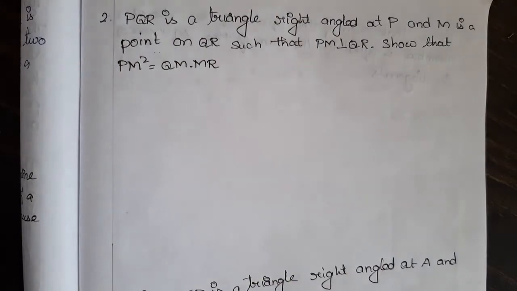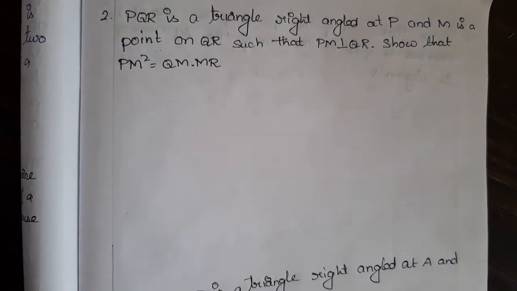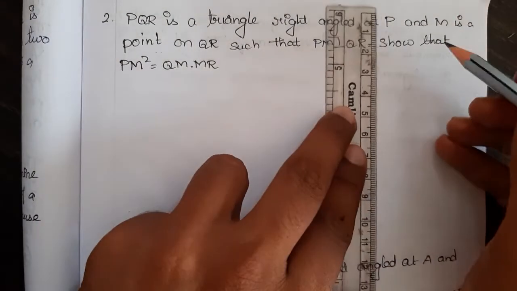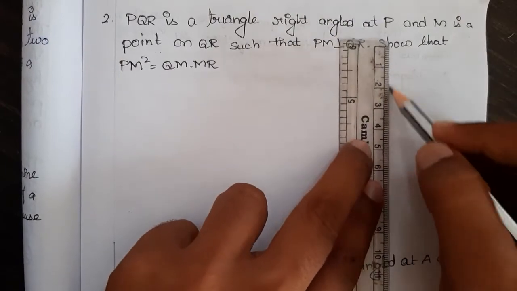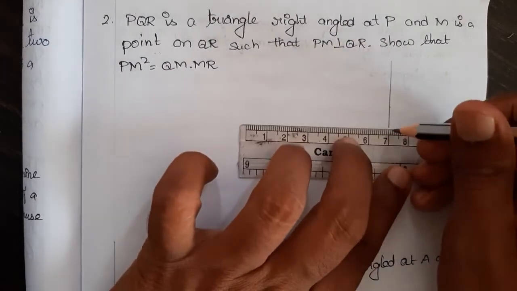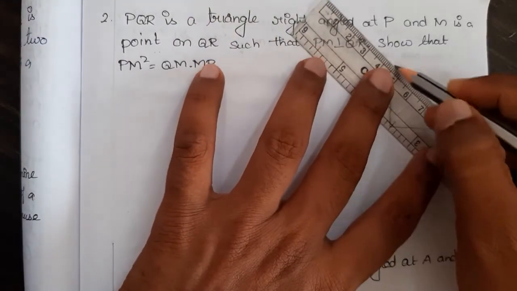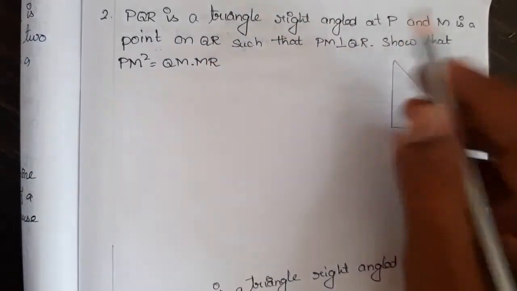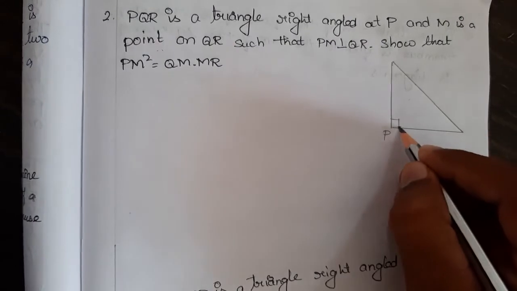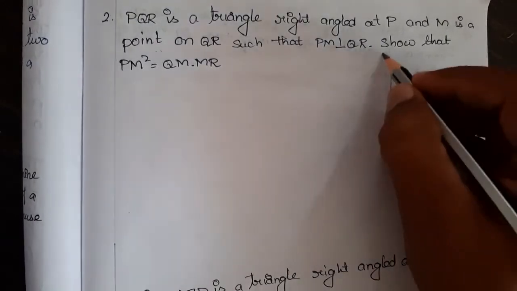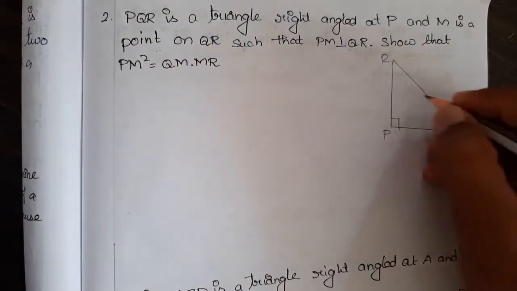PQR is a triangle right angled at P and M is a point on QR. So there is a triangle PQR right angled at P. Here all the triangles we are considering as right angled triangles, right angled at P, and let the other vertices be Q and R, and M is a point on QR.